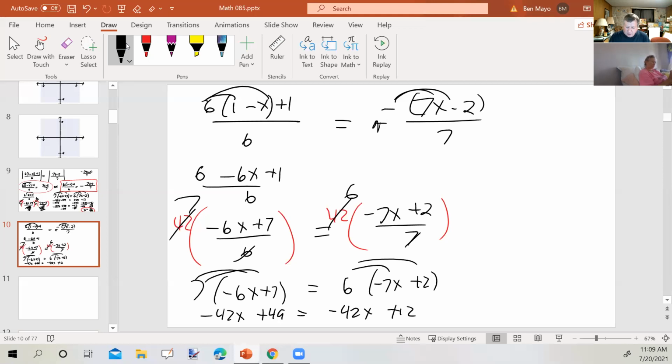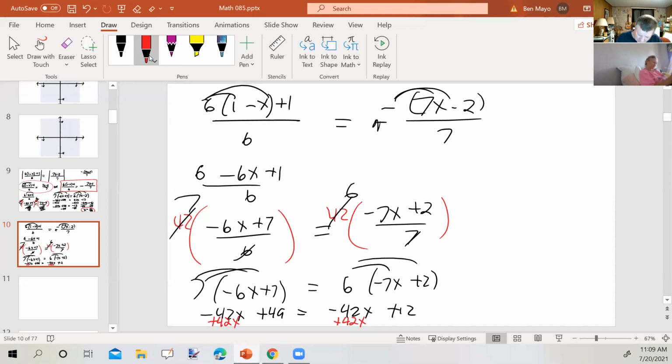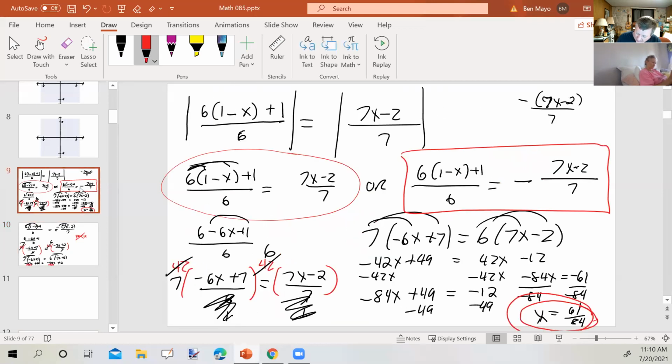Okay. Let's see. Let's put all the x's on the left. So I'm going to add, I'm running out of room here, 42x to both sides. Oh, when I do that, on the left, I get 49, and on the right, I get 12. Well, 49 doesn't equal 12, does it? So that is a dead end. So there's no solution for that one. So my only potential solution is this one right here, x equals negative 61 over 84.